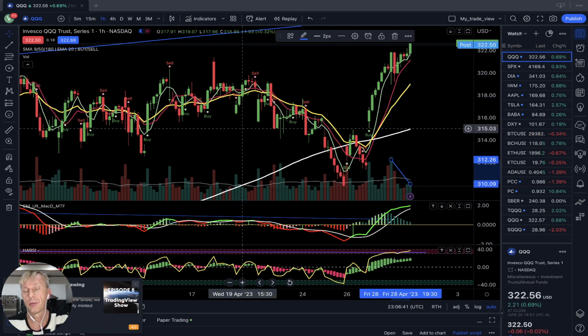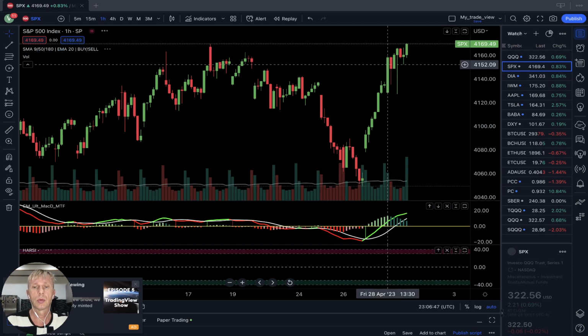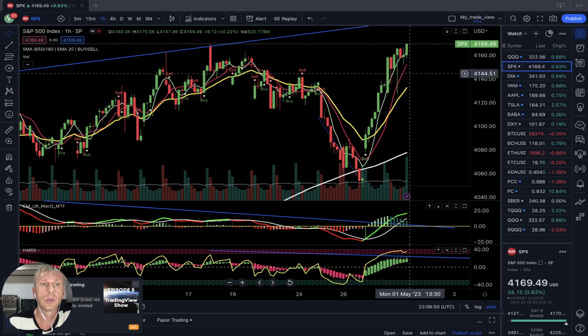On 1 hour time frame, bullish signal with bearish divergences on all indicators on all time frames. Be careful with this bull run because it will change direction very quickly to bearish.